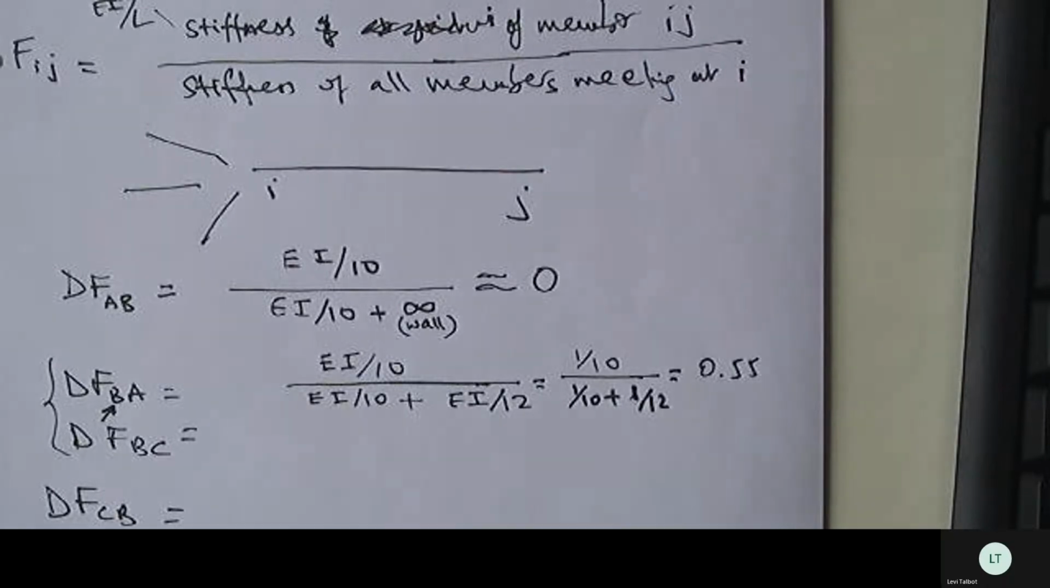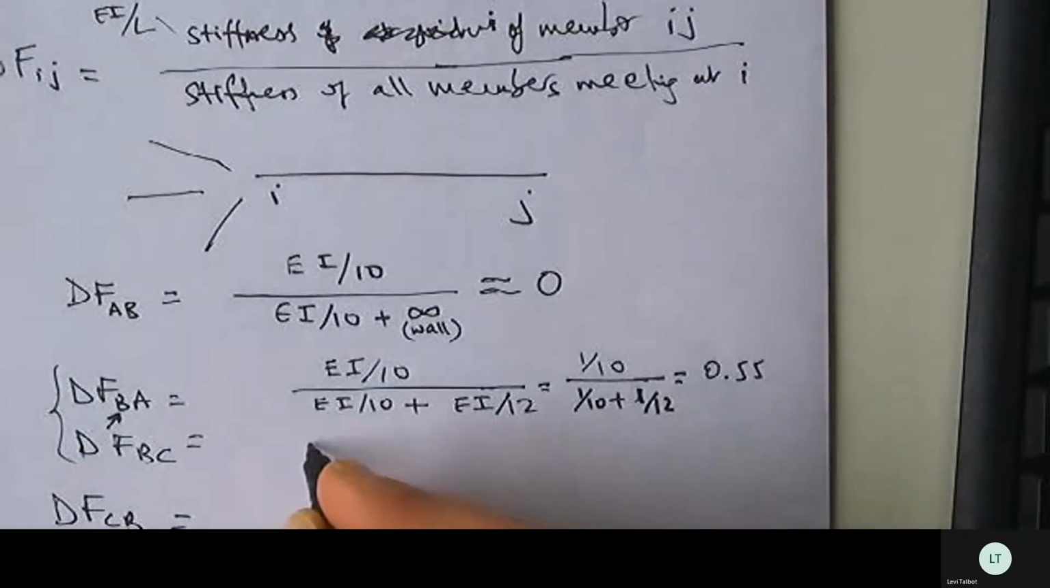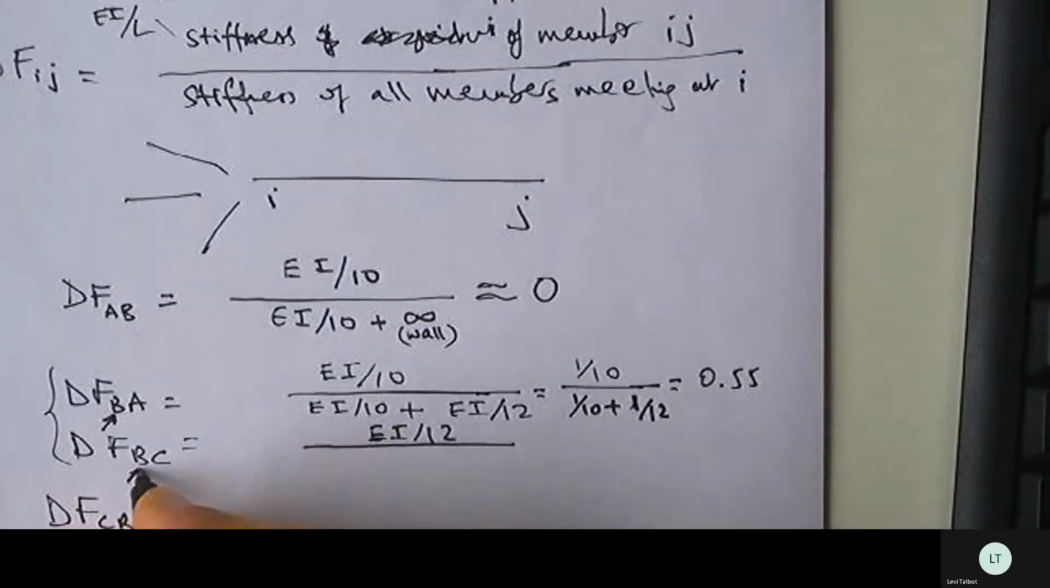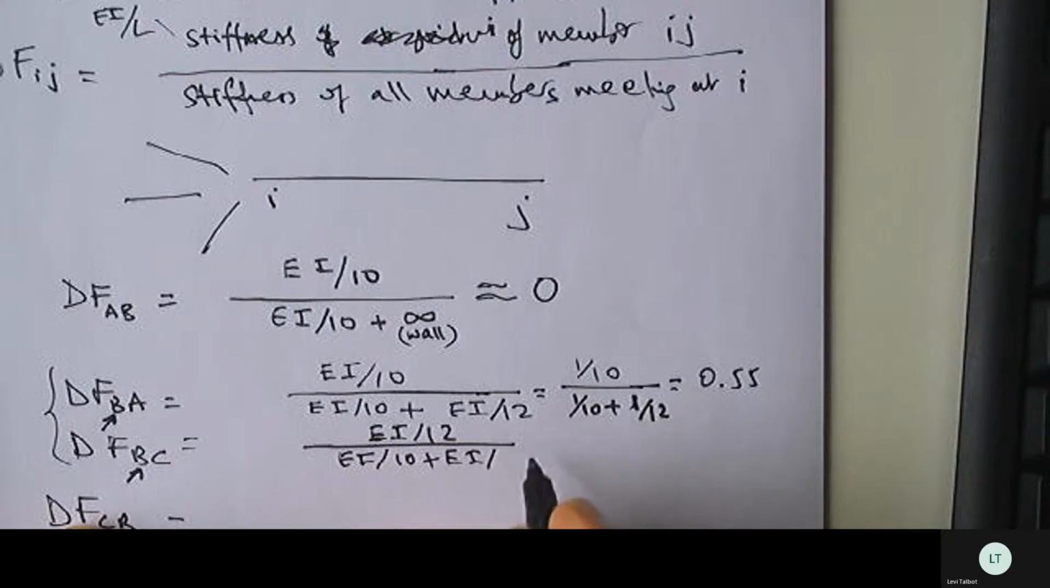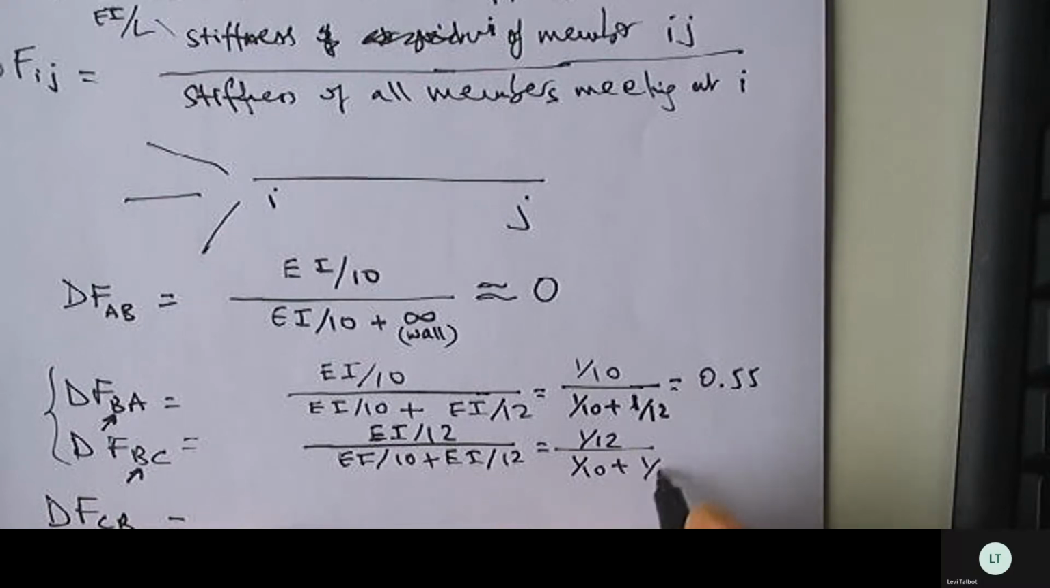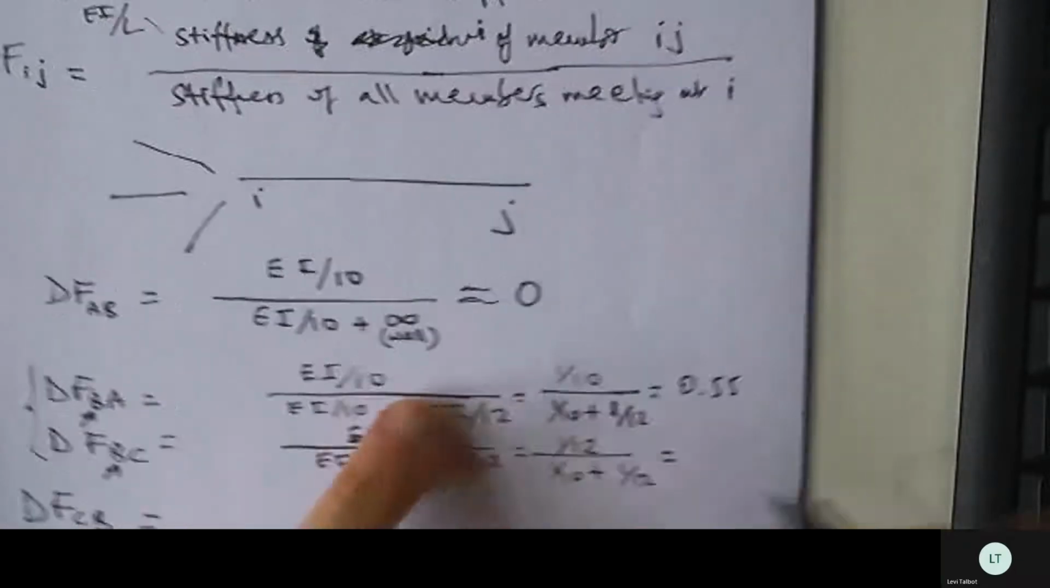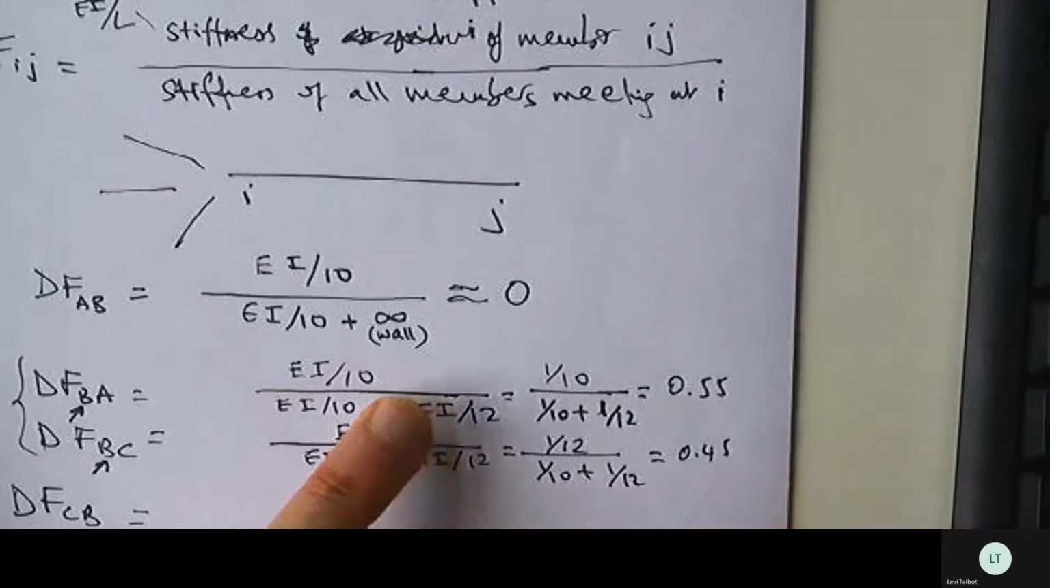Okay? Agreed? Now, for BC, we have stiffness of BC. What is the stiffness of BC? EI over 12, divided by the stiffness of all members connected at B, first subscript here. So we have EI over 10 plus EI over 12. Again, the EI will simplify, so we have 1 over 12 over 1 over 10 plus 1 over 12. Again, please do check it. I've got 0.45 or 5 over 11.